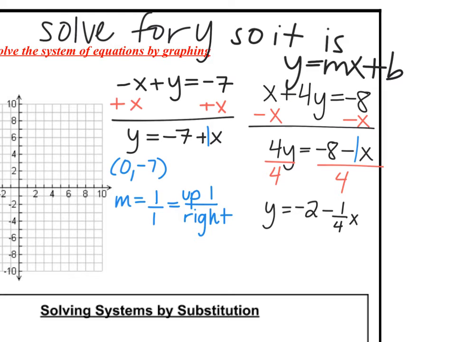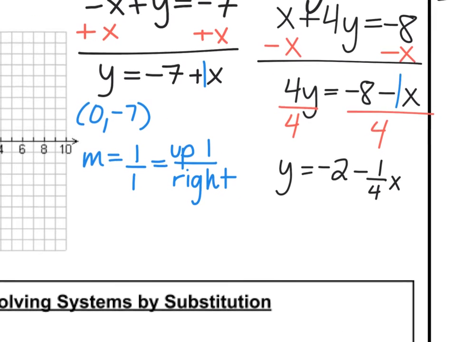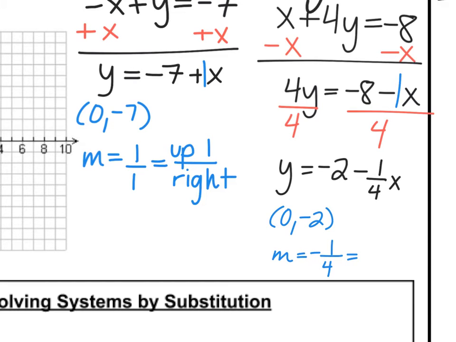The y-intercept is a number by itself. Hannah, what's my y-intercept here? Negative 2. So 0, comma, negative 2. That's where you start. The slope is negative 1/4. It's negative. Will slope dude go up the mountain or down the mountain? Down 1. And he always skis to the right 4.